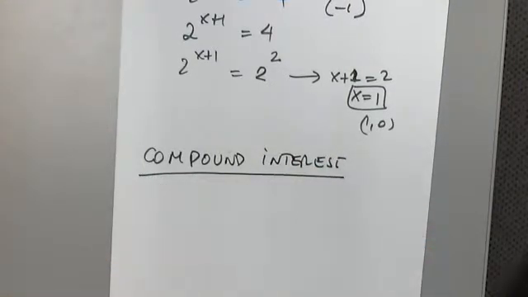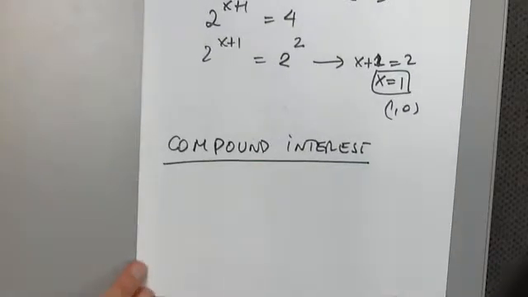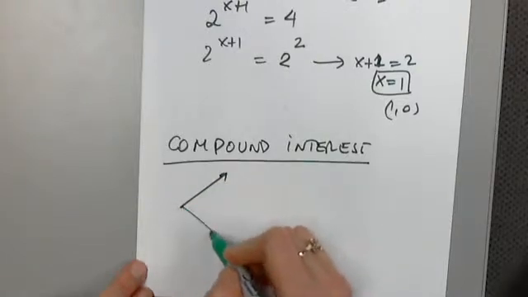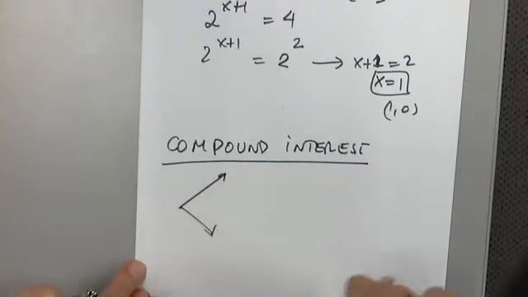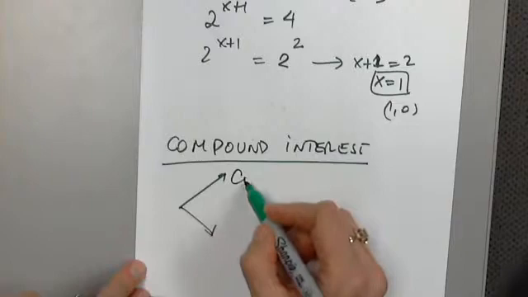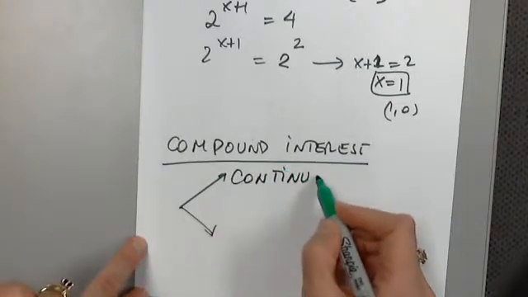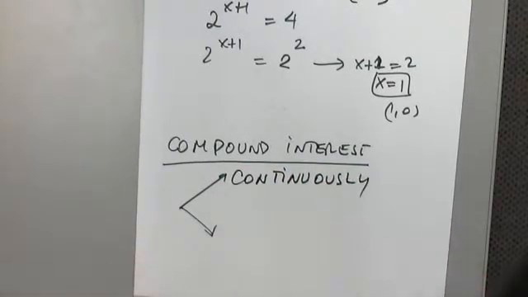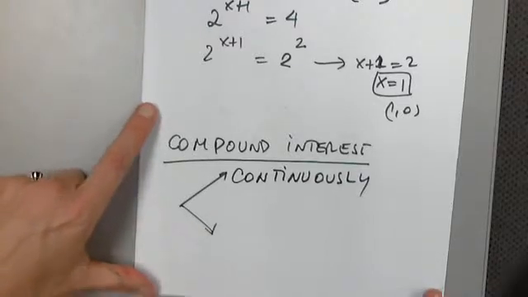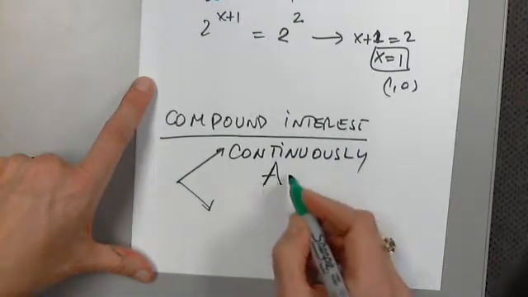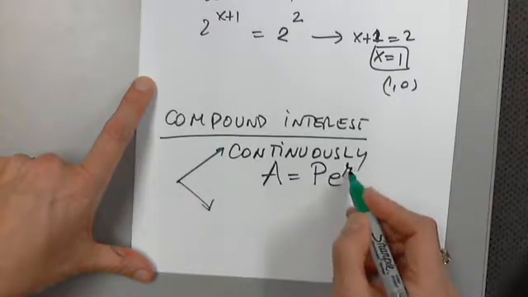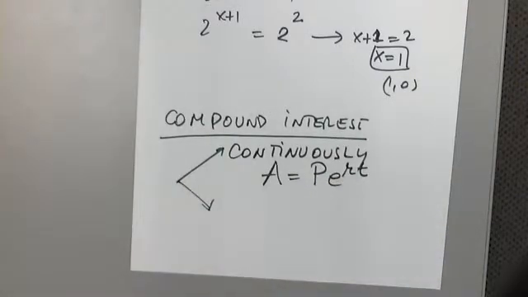So when we deposit money in the bank or we borrow money from a bank, they compound the interest. And there are 2 ways. One is for the interest to be compounded continuously, which means every second, continuously. And there is a formula for it. You do not have to memorize these formulas. I'll explain.